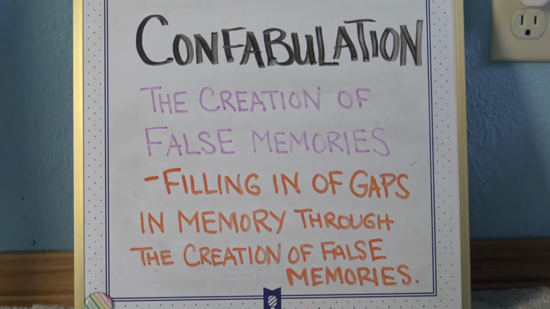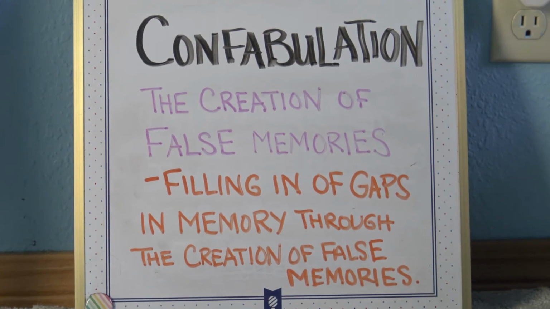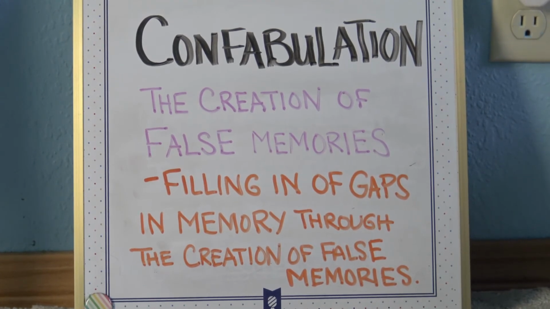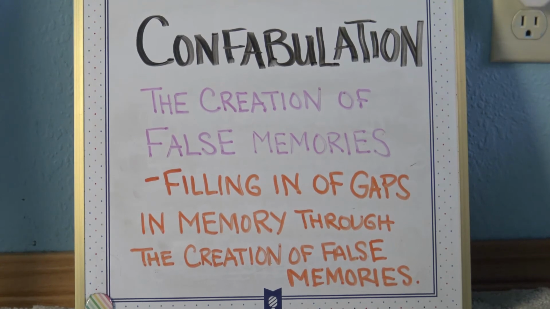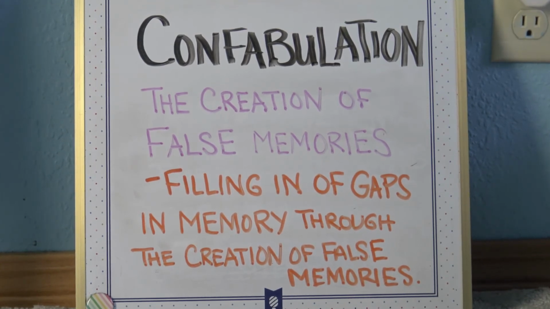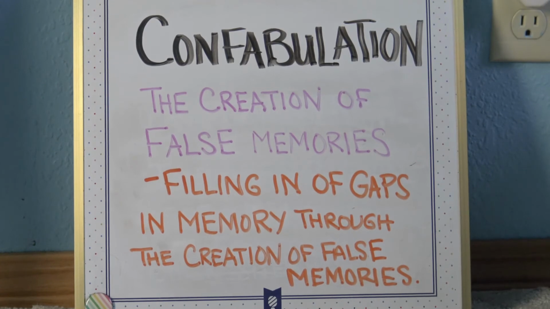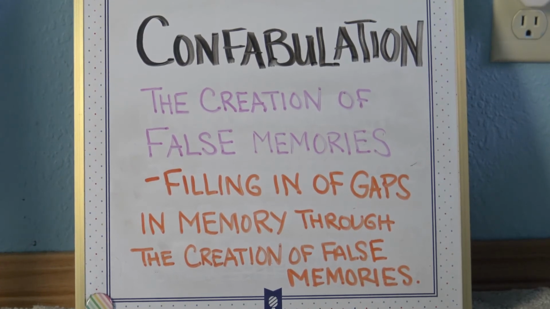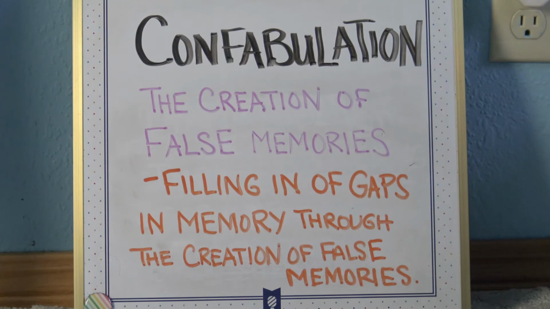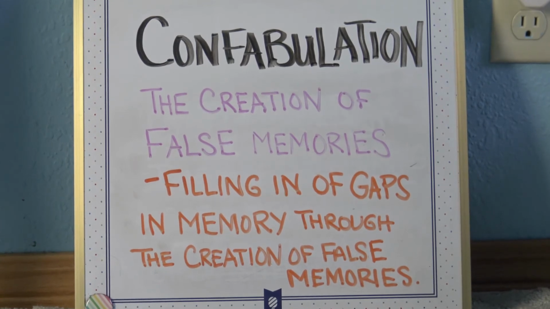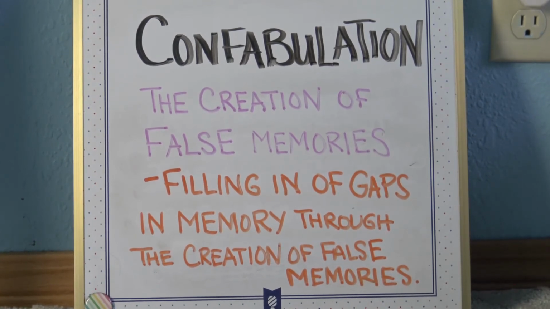Confabulation. Confabulation is the creation of false memories. They are filling in gaps from memory loss in their stories, and they fill in the gaps by creating false memories to disguise the fact that they don't know where they're at in the story anymore. So confabulation is the creation of false memories to fill in empty gaps.